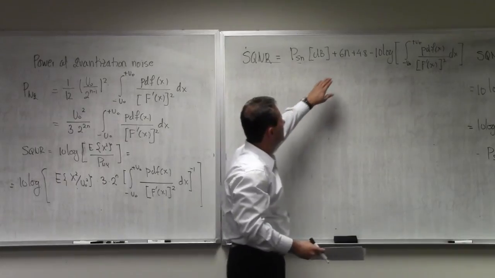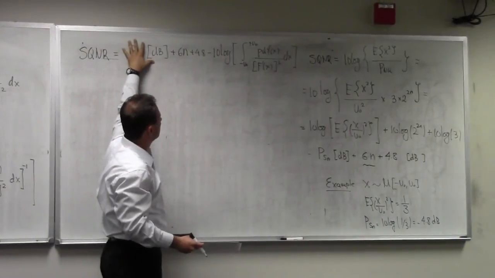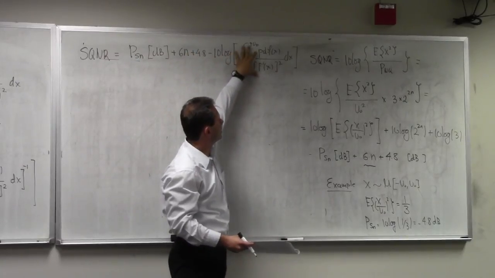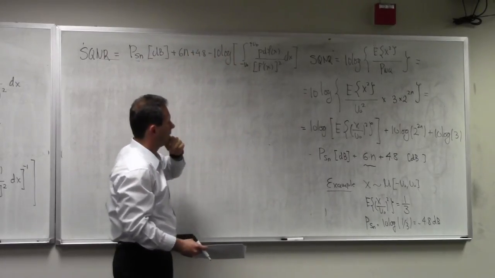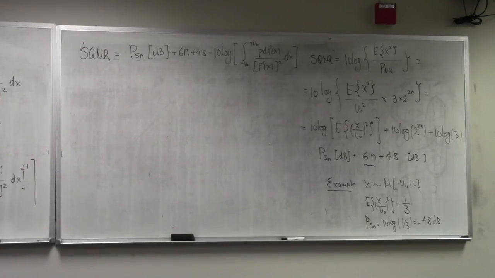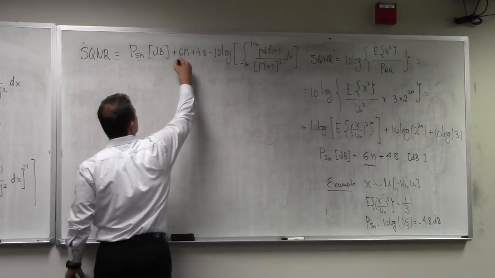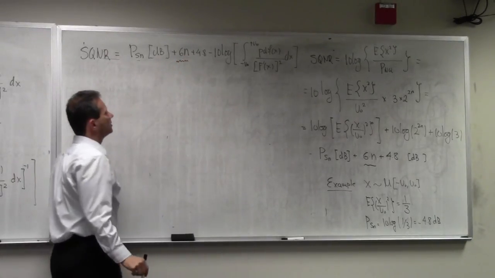We have 6n and 4.8 there. And then the power of the signal normalized, and then this is the correction factor that is coming from the nonlinear quantization, from the fact that we are compressing the signal, compared to uniform quantization. Now, the thing to remember again is this 6n, right? This is present here as well.